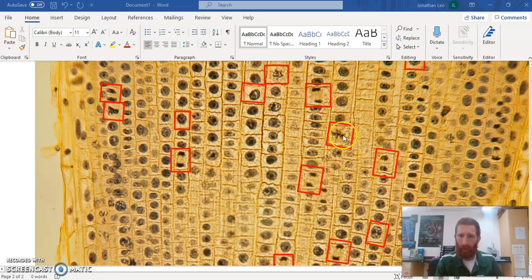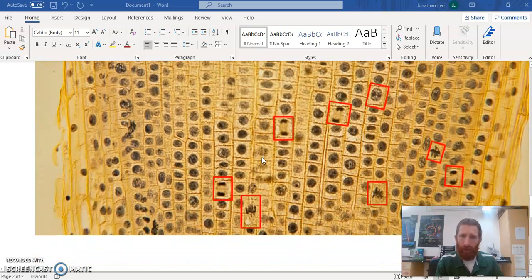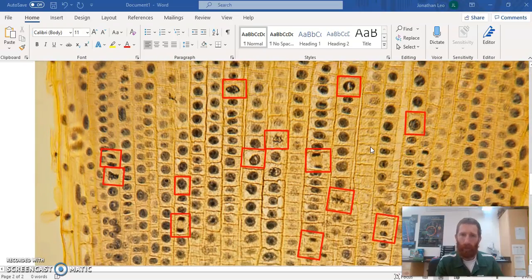Metaphase would be right here. Those are the chromosomes lined up along the middle. Here's a metaphase right here, chromosomes lined up along the middle. Here's a metaphase right here, lined up along the middle. Metaphase right here, lined up along the middle.